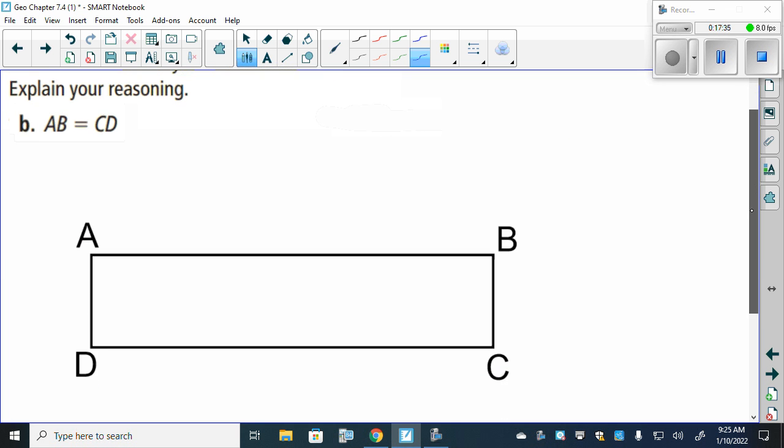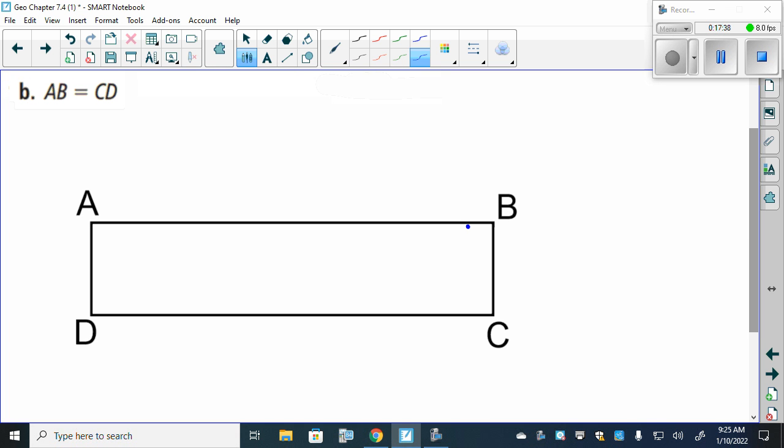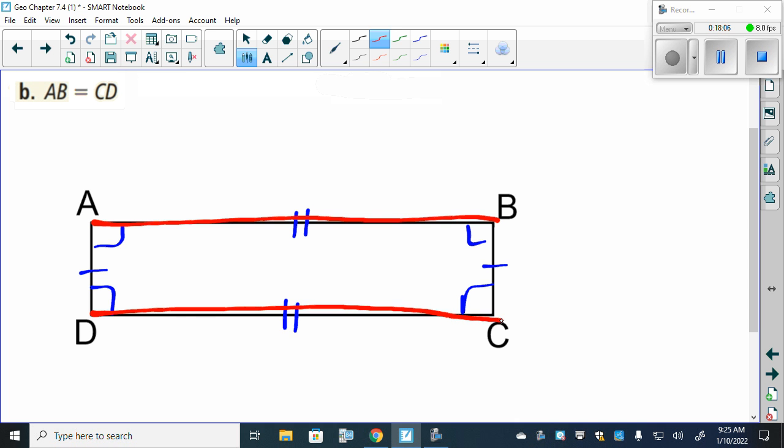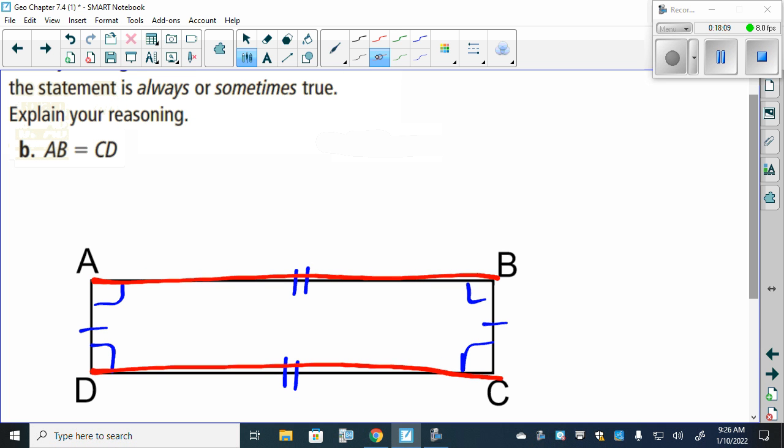Decide whether the following statement is true with our rectangle. Well, again, all four sides are congruent, and because it's a parallelogram, our opposite sides are, I just said that, and all four angles are right angles because it's a rectangle, and the opposite sides are congruent. Let's see what it's asking. AB is congruent to CD. Always or sometimes? Always.